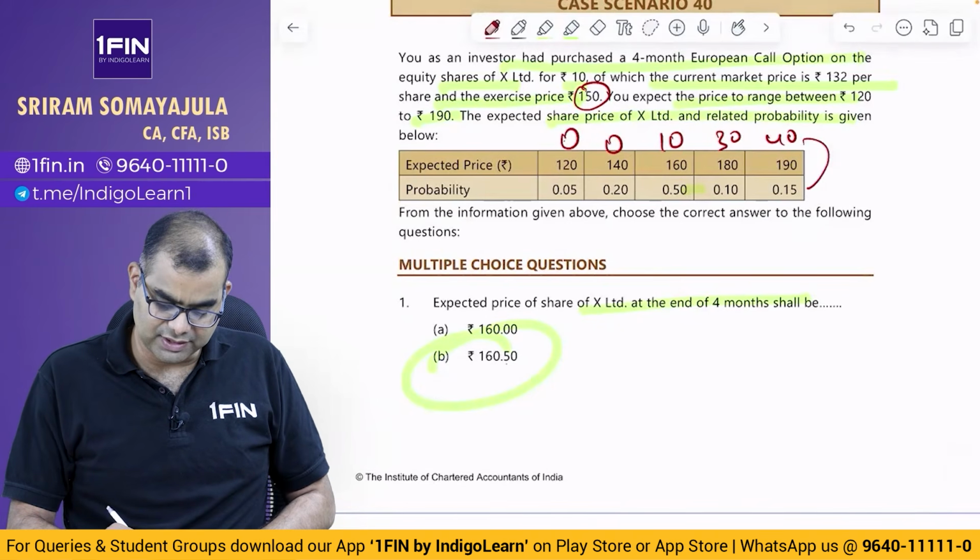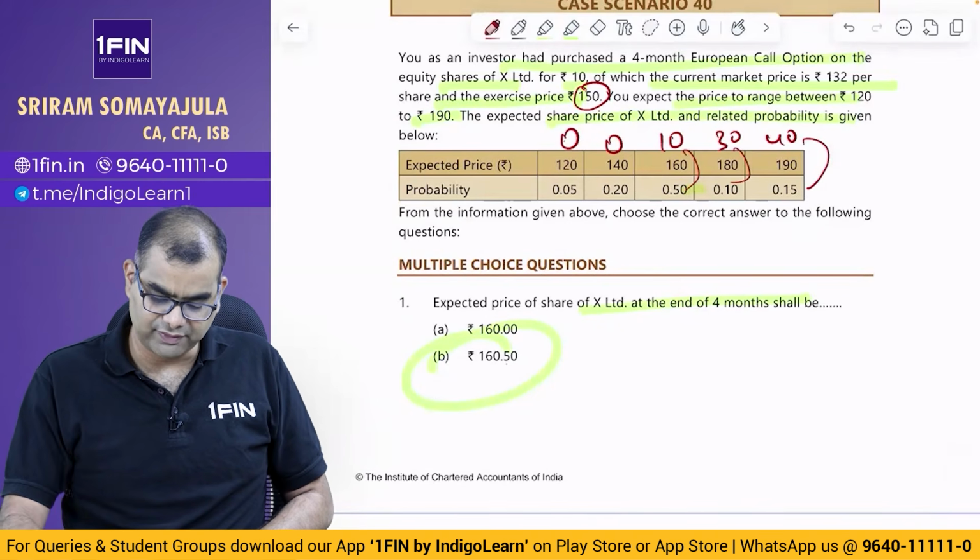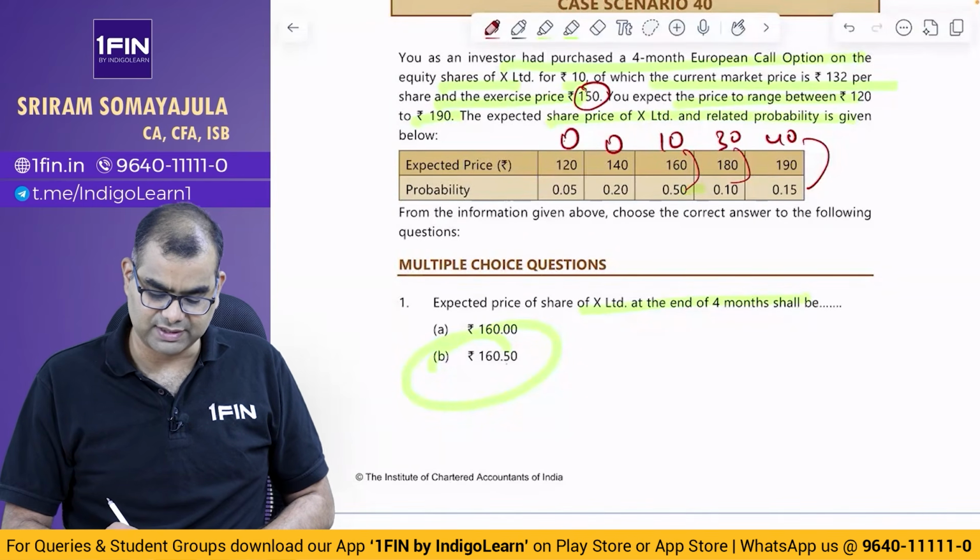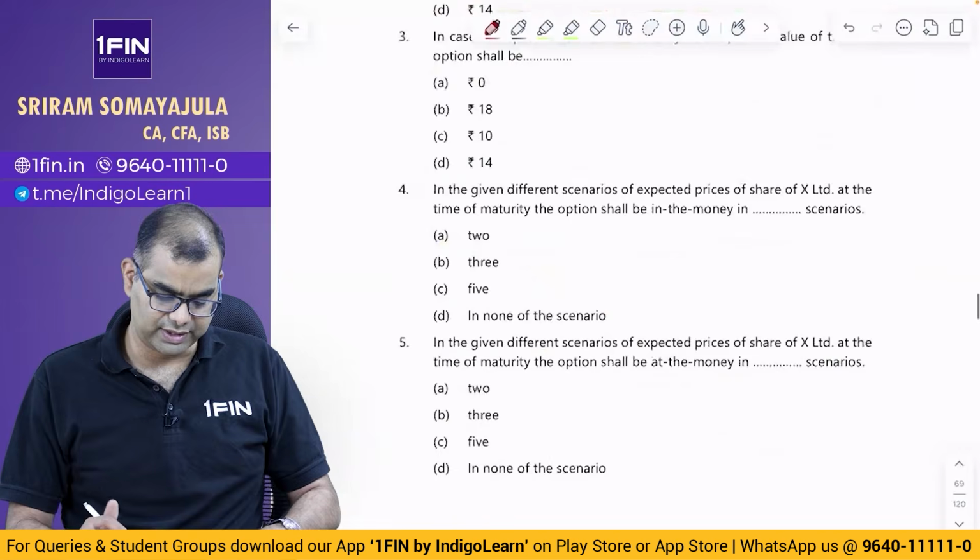So now you multiply this with the respective probabilities. 10 into 0.5 is 5, 30 into 0.1 is 3, and 40 into 0.15 is 6. So 6 plus 3 is 9, 9 plus 5 is 14. So the value of the option is 14 at that particular point.